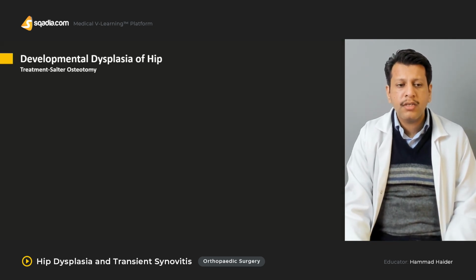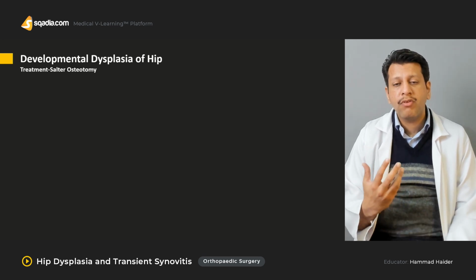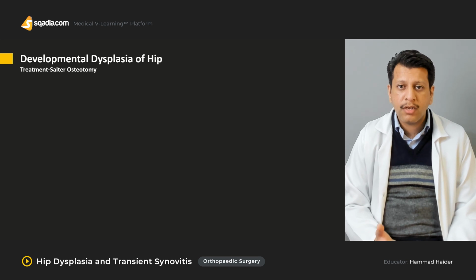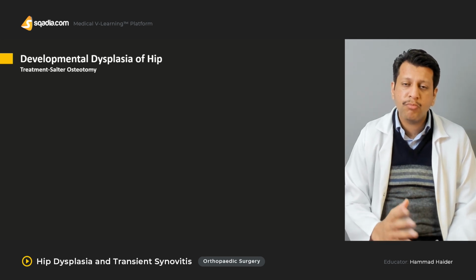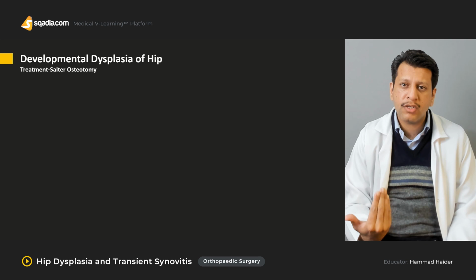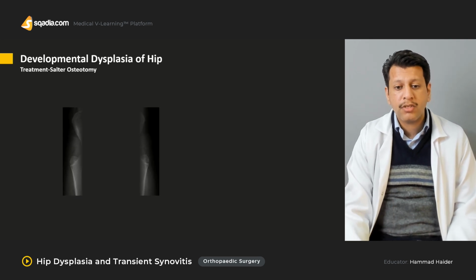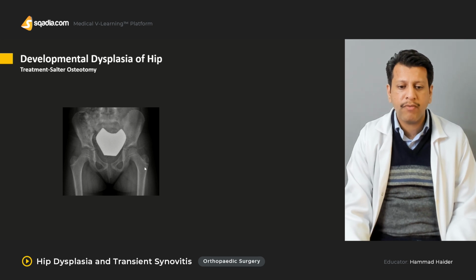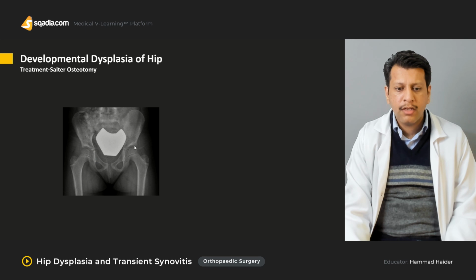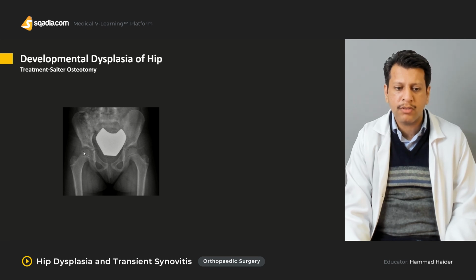The next is Salter osteotomy. As I told you, when you are talking about osteotomies, usually the most common deficiency of the acetabulum is anterolateral. Therefore, the anterolateral deficiency is best covered by a Salter osteotomy. If you see it over here, can you appreciate this is the right side? There is a definite dysplastic acetabulum with the femoral head subluxating out as compared to this.